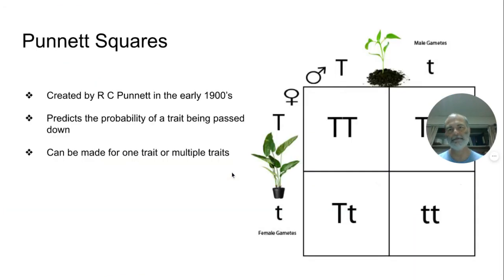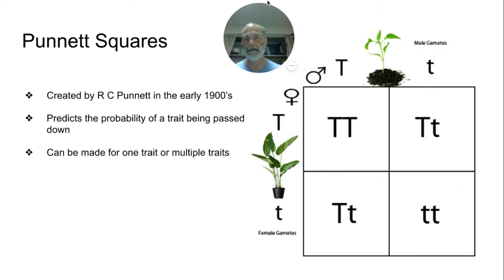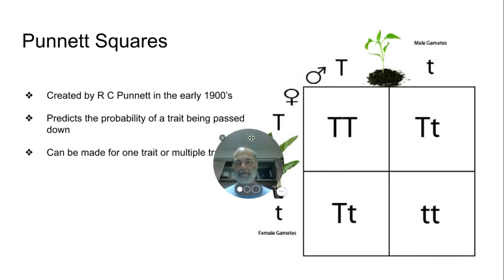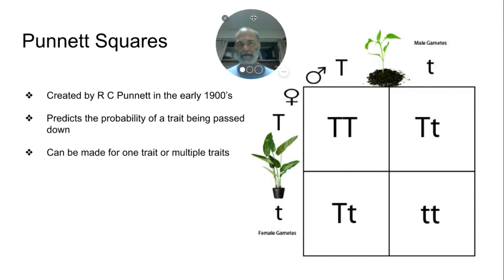So that brings us to this whole idea of something called Punnett squares. And I'm going to float right over here. Isn't it nice to be a floating bubble? I've always wanted to be a floating bubble. Okay, that's a perfect place.